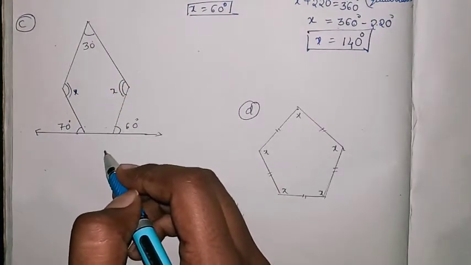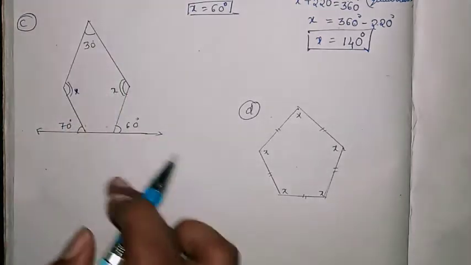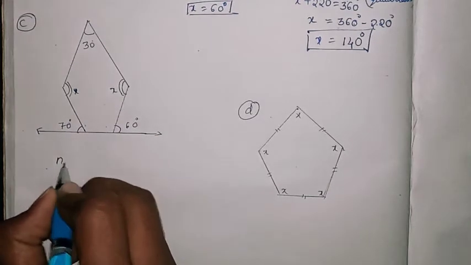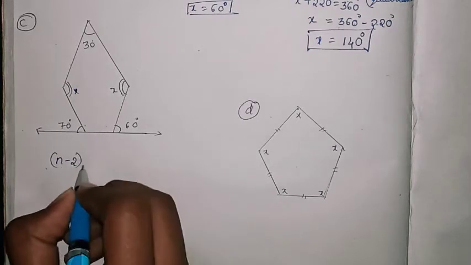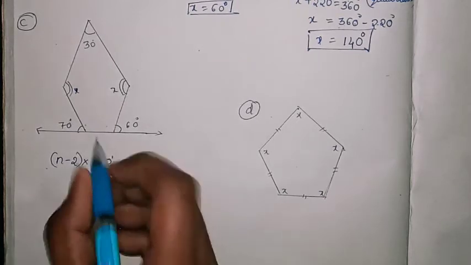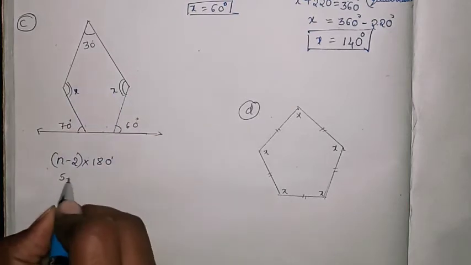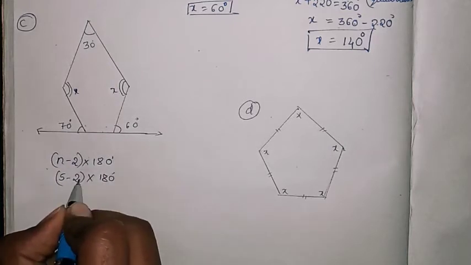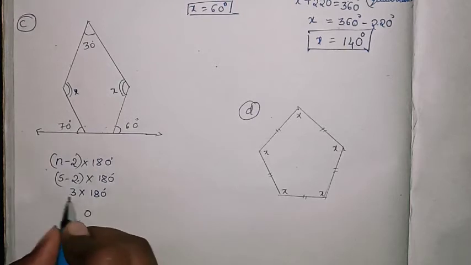So for that, first we have to find the sum of the angles inside this pentagon, equal to how much. So how will you solve that one? By using the angle sum property. So (n minus 2) into 180 degrees. So how many sides are there? 1, 2, 3, 4, 5. So (5 minus 2) into 180 degrees. So 5 minus 2 is 3. 3 into 180 degrees. So 3 zeros are 0.